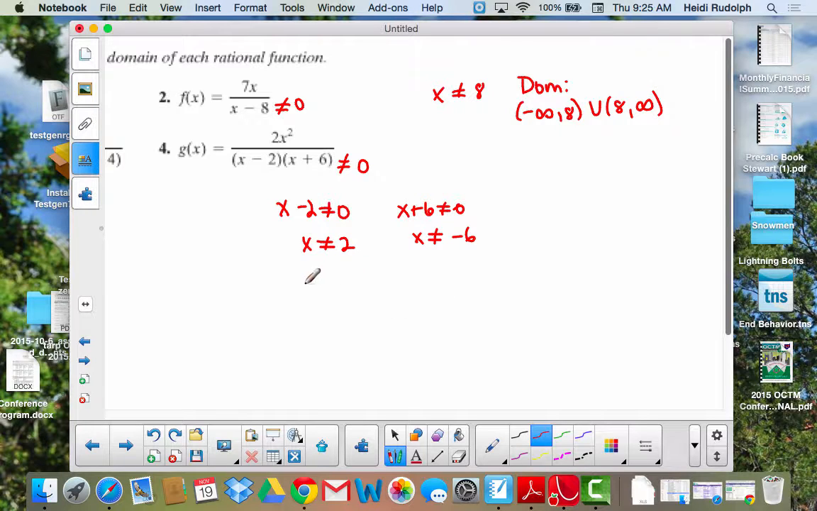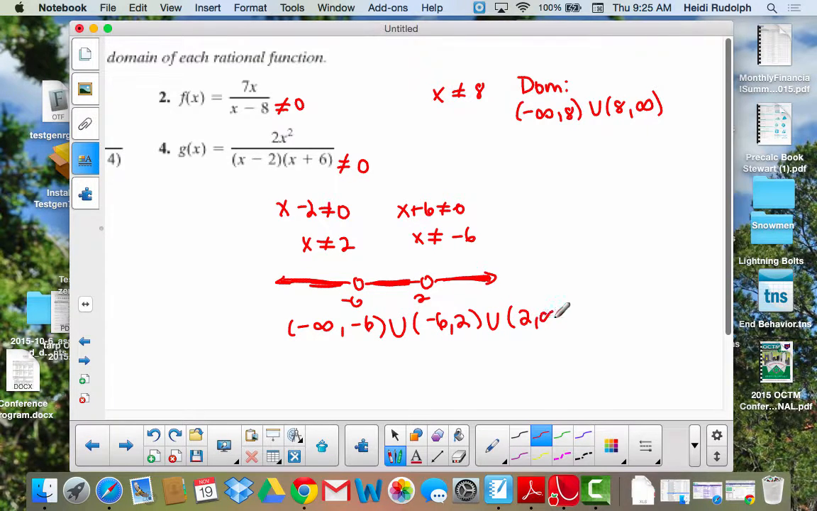So put that on a number line. Think about negative 6 and 2. And you want the whole number line except those. So negative infinity to negative 6, negative 6 to 2, 2 to infinity. That's it. That's how you do domain. If the denominator is not factored for you, you need to factor it and use the zero product property.